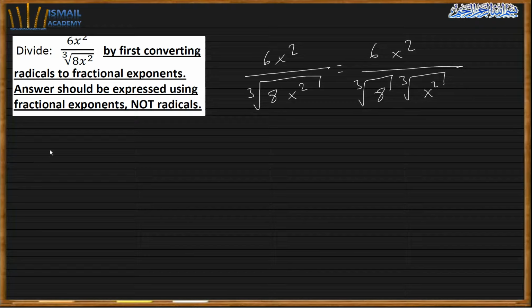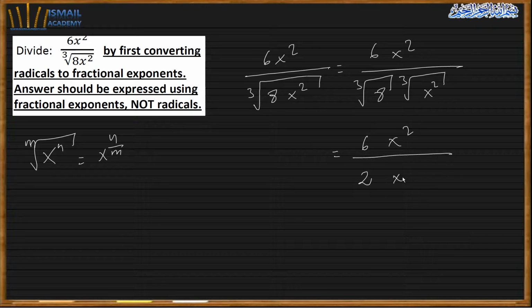And I know by property that if I have root m of x^n, it is x^(n over m). Always the m outside is a divisor and n is numerator, or denominator, whatever you want to call it. So here I know that root cube of 8 is 2, so it's going to be 2, this is 6, this is x squared, and this is going to be x to the 3.